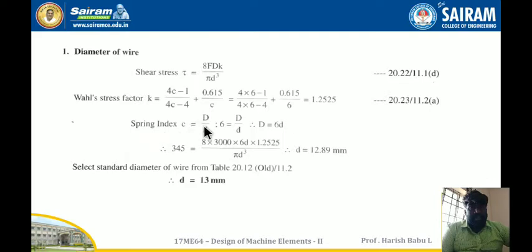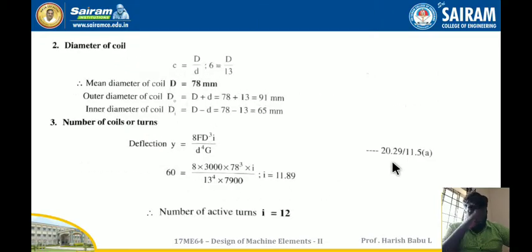So spring index C is given, capital D by small d. So capital D can be written as 6 times the diameter of the wire. I'm going to substitute that and I'm going to get a small d value as 12.89 mm. So from the table 20.12, the standard value will be d is equal to 13 mm. So for the diameter of the coil, C is equal to D by d. C value is given as 6. So capital D will be equal to 78 mm. That is the mean diameter of the coil.